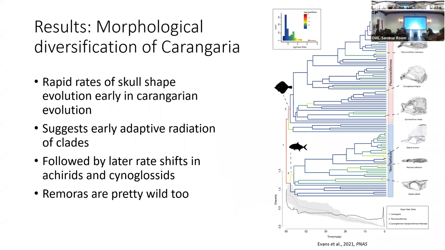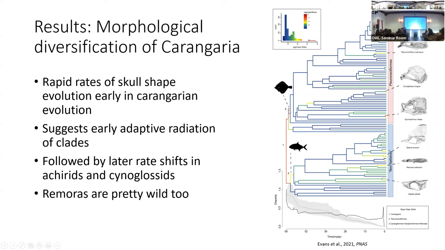So when we look at rates, we find a more interesting story. Again, we know flatfishes rapidly morphologically diversified after the meteor shot. So here I color the branches of the tree by the rate of shape evolution. Red colors correspond to fast rates, blue colors correspond to slow rates. So again, at the onset of flatfish, boom, we're here, very fast.